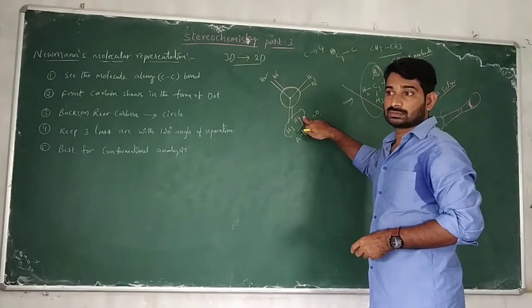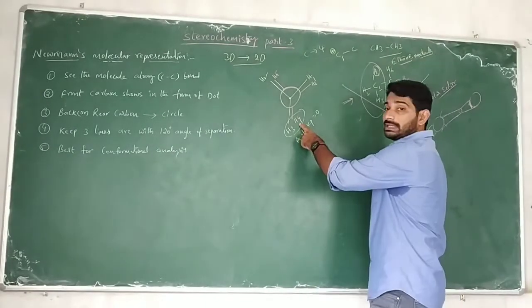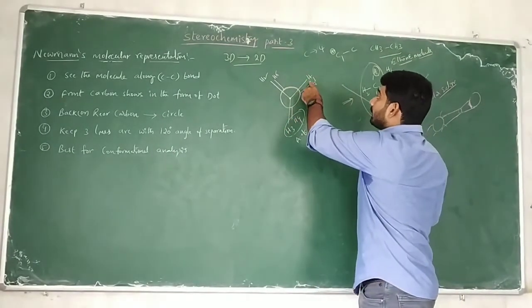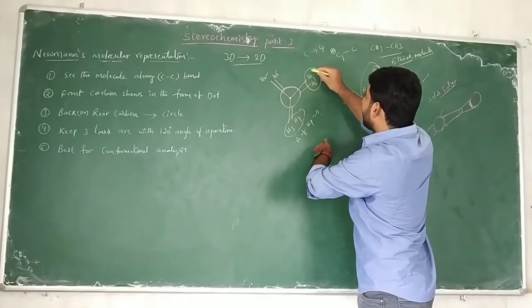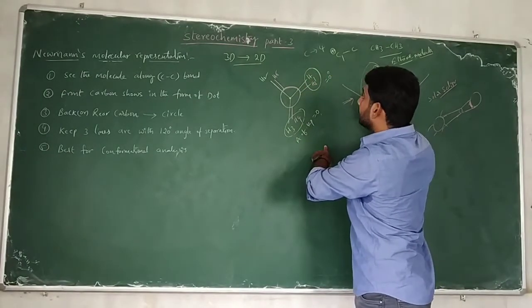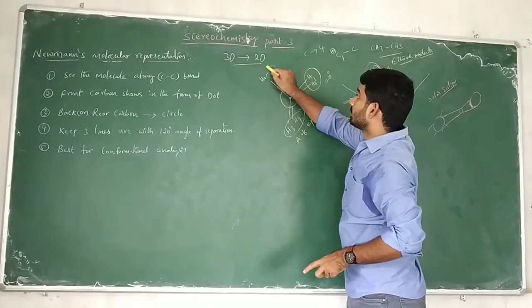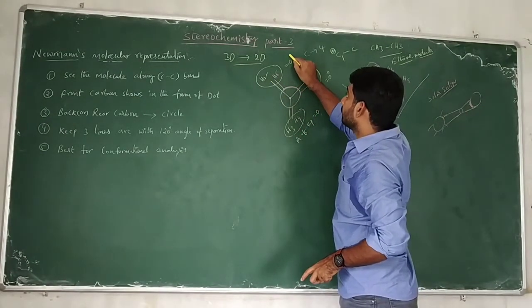H3 occupies H4, so you are unable to see H4. That means H3 eclipses H4. Similarly, here H1 eclipses H6. Here also the angle of separation, how much? 0 degrees. Here also H2 eclipses H5, and here also the angle of separation, how much? 0 degrees.